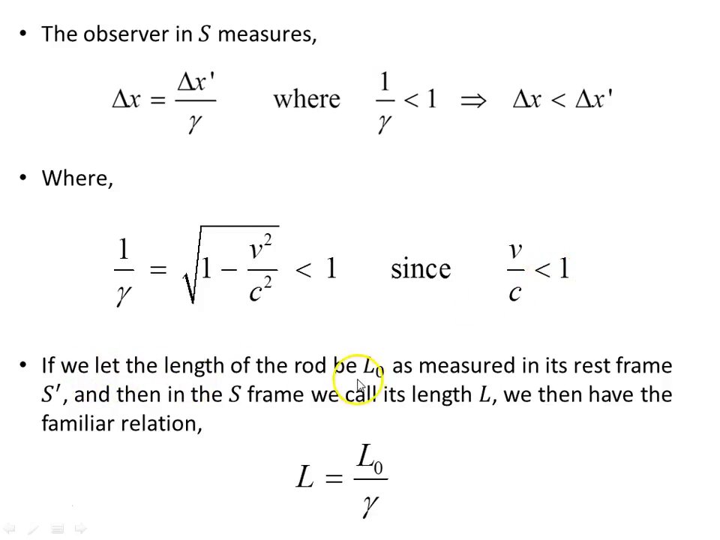If we let the length of the rod be L0 as measured in its rest frame, that's by the observer in S prime who is not moving relative to the rod, then in the S frame we call this length L. We then have the familiar relation L is L0 on gamma, where 1 on gamma is less than 1. So the observer in the S frame, who is moving relative to the rod, sees the rod Lorentz contracted and sees a shorter length than the length of the rod in its rest frame.